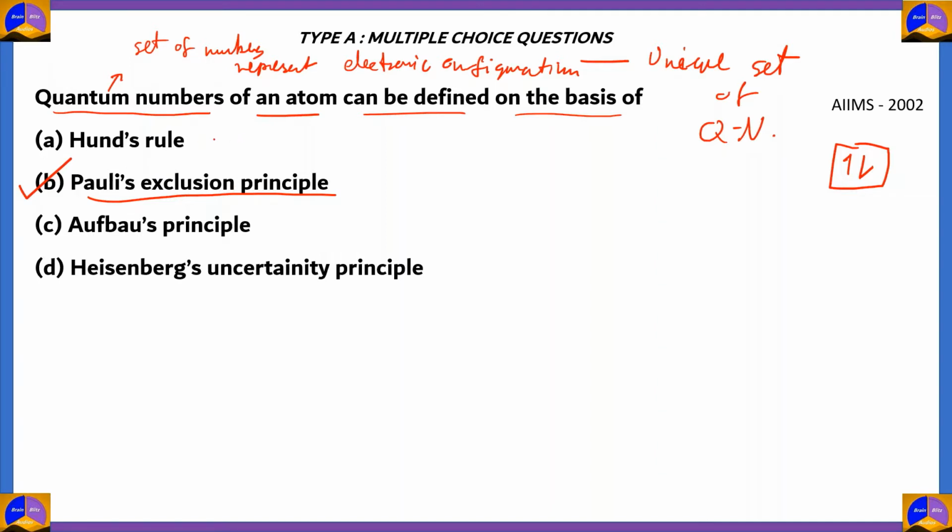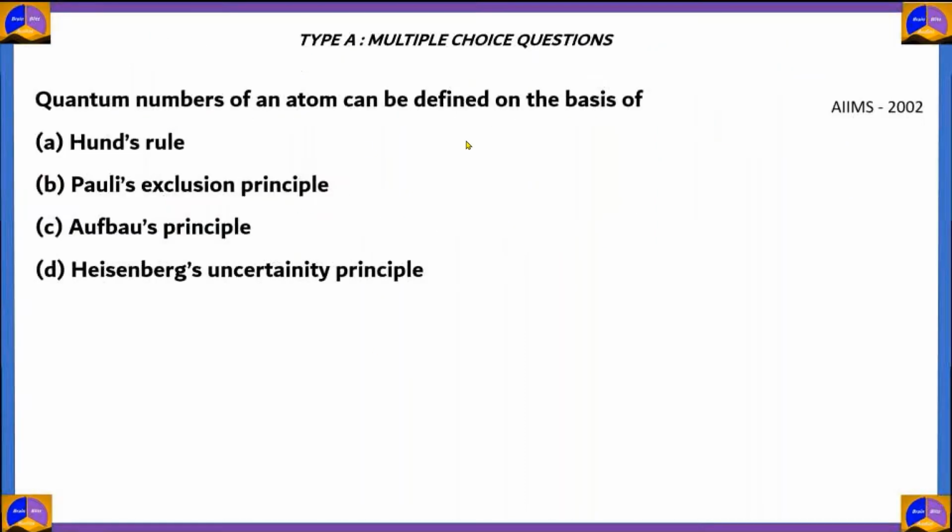Option A, Hund's rule for maximum multiplicity, implies that the electrons are filled singly into each orbital before filling doubly. And then the Aufbau principle states that the filling of orbitals follows the order 1s, 2s, 2p, 3s, 3p, 4s, 3d, and so on. And Heisenberg's uncertainty principle states that you cannot measure the momentum and the position of an electron simultaneously. So option B, Pauli's exclusion principle, is the right answer.